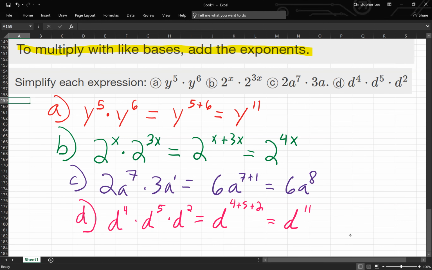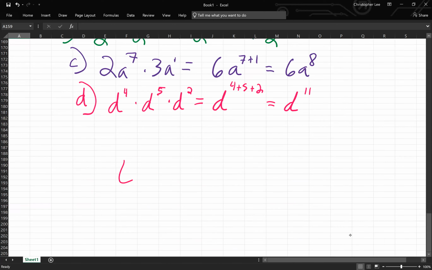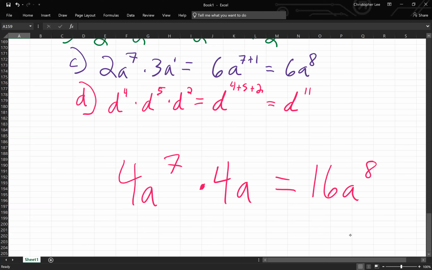So no, 4. Let me do that again. Like this, right? So 4 times 4 would give me 16, a to the 8th power. Because the number is on the outside.